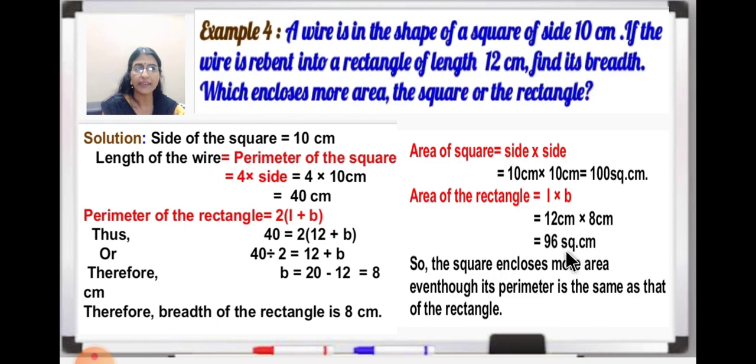12 eights are 96 square centimeter. And now we are going to compare both the areas. So you can see here the area of the square is more than that of the area of the rectangle. So you will write, the square encloses more area than the rectangle, even though their perimeter is the same.